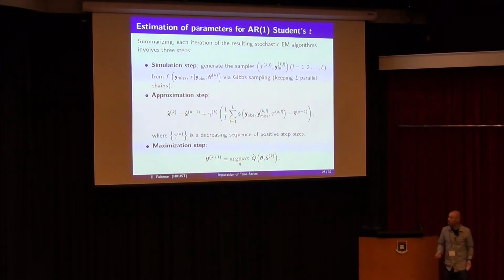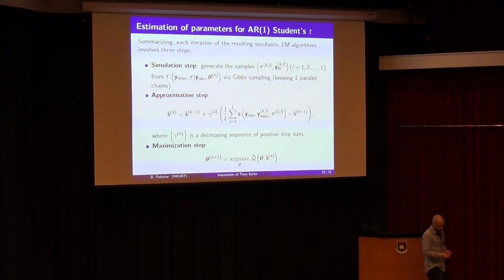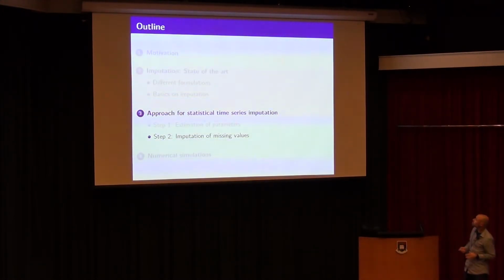It can be done, and it works very well. So at the end, it's three steps. You need to simulate these joint things using Gibbs sampling, and then you approximate the expected value with this summation. And then the maximization step. I'm not going to give you the maximization step, but you can compute it in closed form. It's very nasty, but it can be computed in closed form. So once we have characterized the PDF, once we have characterized all these parameters, we can do the imputation.